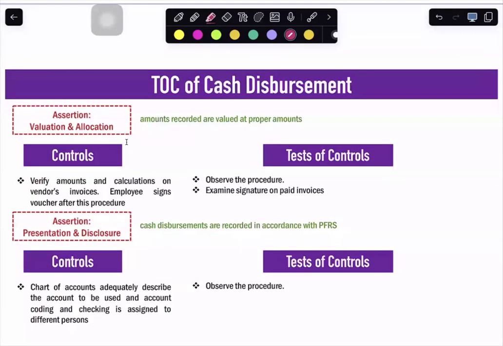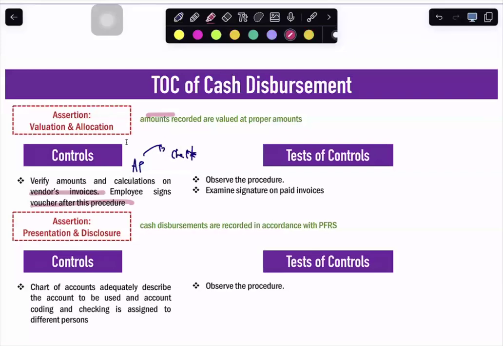Next, TOC of our cash disbursement, valuation or allocation. This talks about the amounts recorded. So what are the controls in place? Verify amounts and calculations on your vendor's invoices. And then there's someone who signs the voucher after this procedure. So this is more about your AP voucher, and then ultimately, your check voucher.